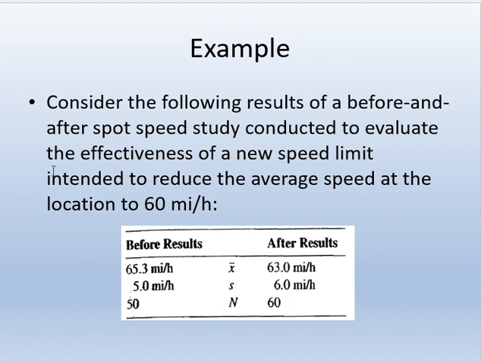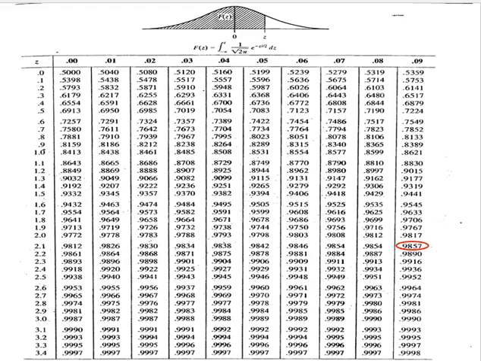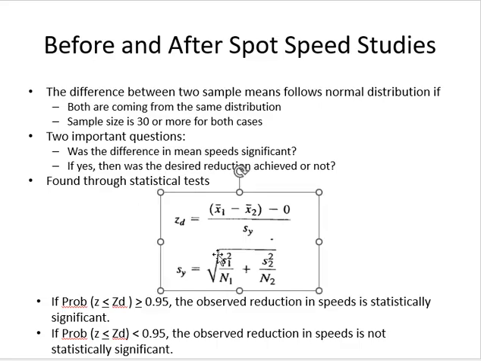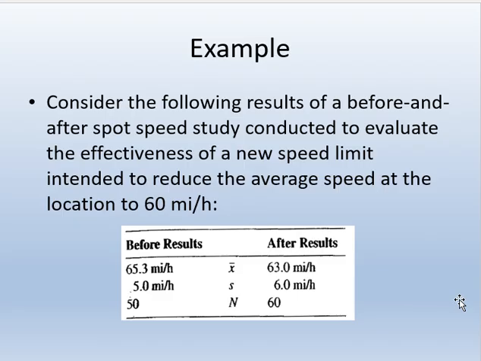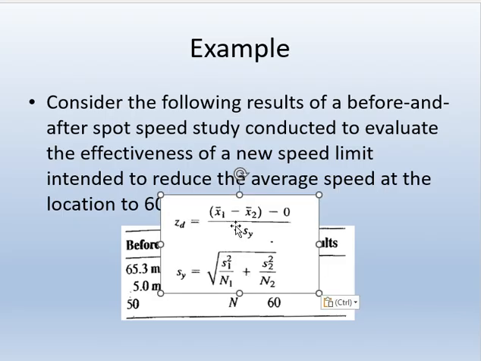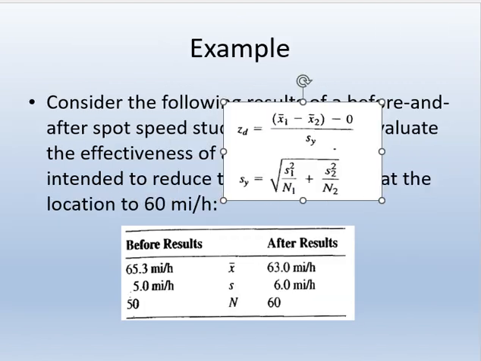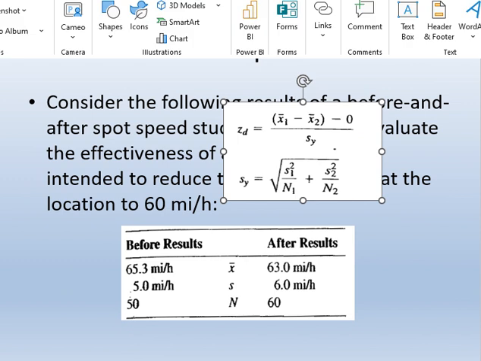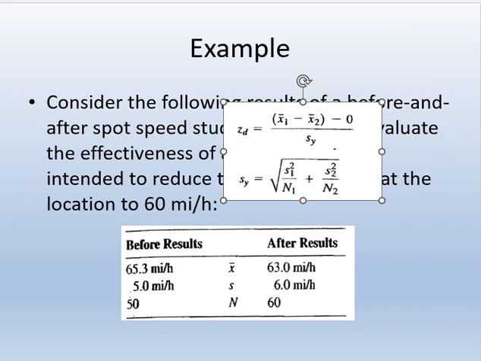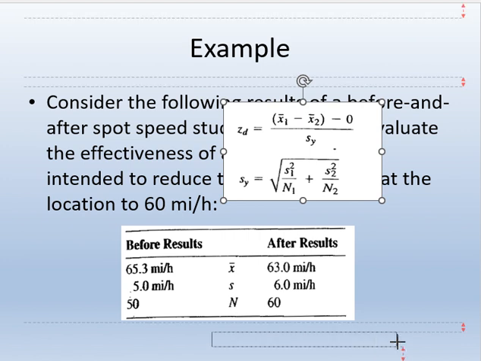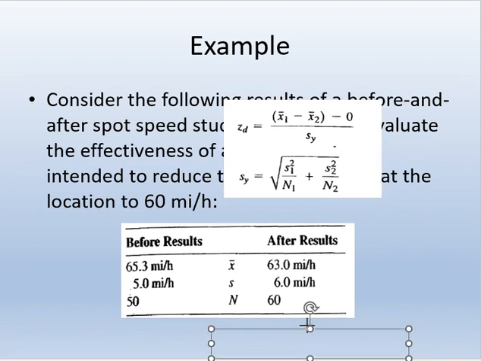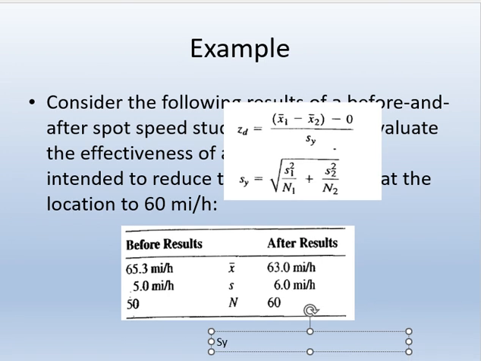First of all, we'll calculate the Z value. We need to calculate the SY value and the Z value. Now everything is given. There's nothing which is not given. For the SY, both the standard deviations are given and the number of samples are given. So my SY comes out to be 1.05.